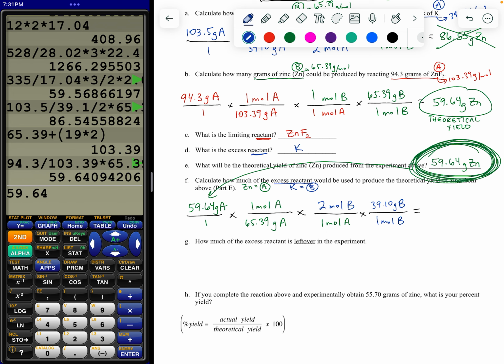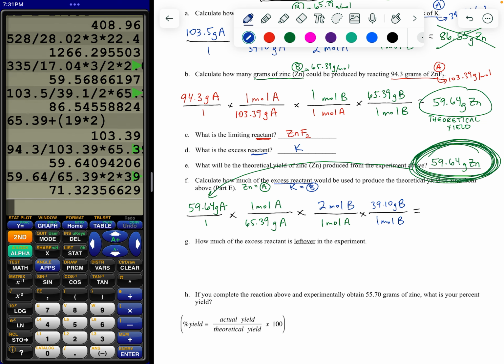Right, so what we just did was we identified, based off of our theoretical yield, that smaller value that we calculated above, of zinc, of our product, we should be able to now figure out exactly how much of that 103.5 grams of potassium that we started with we actually use, because we obviously didn't need all of it. And so we end up with 71.32 grams of potassium.